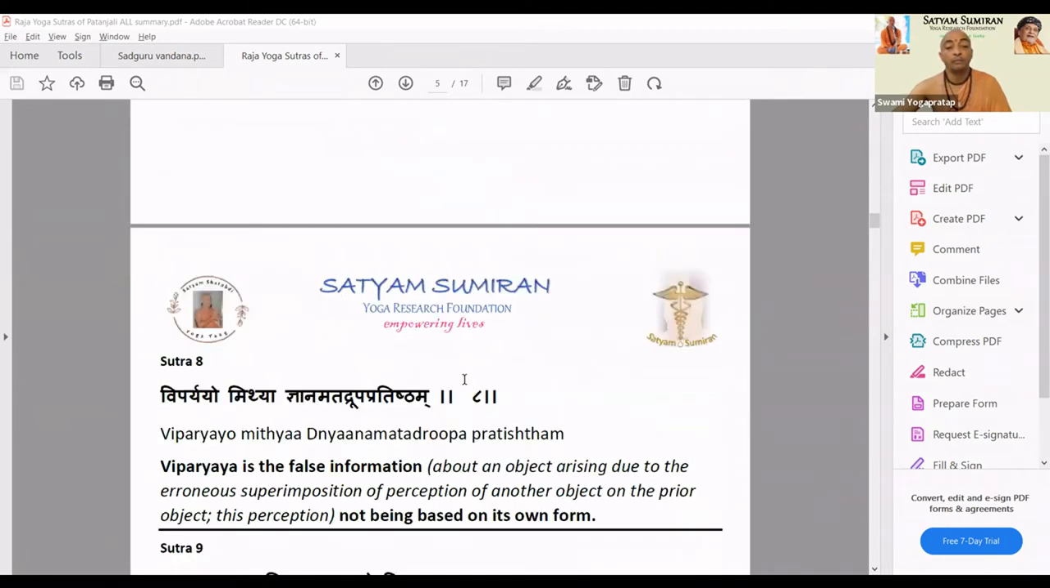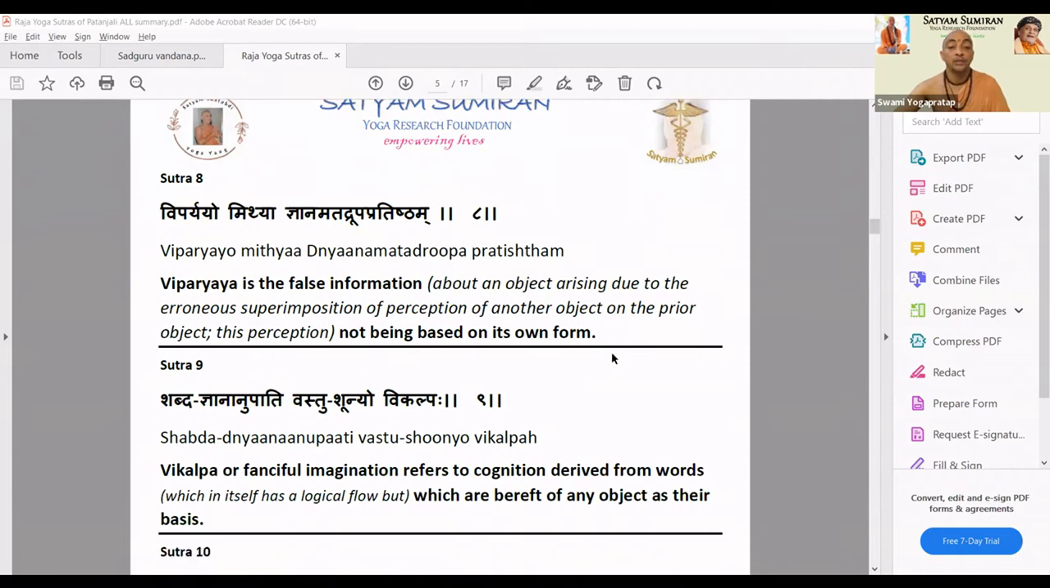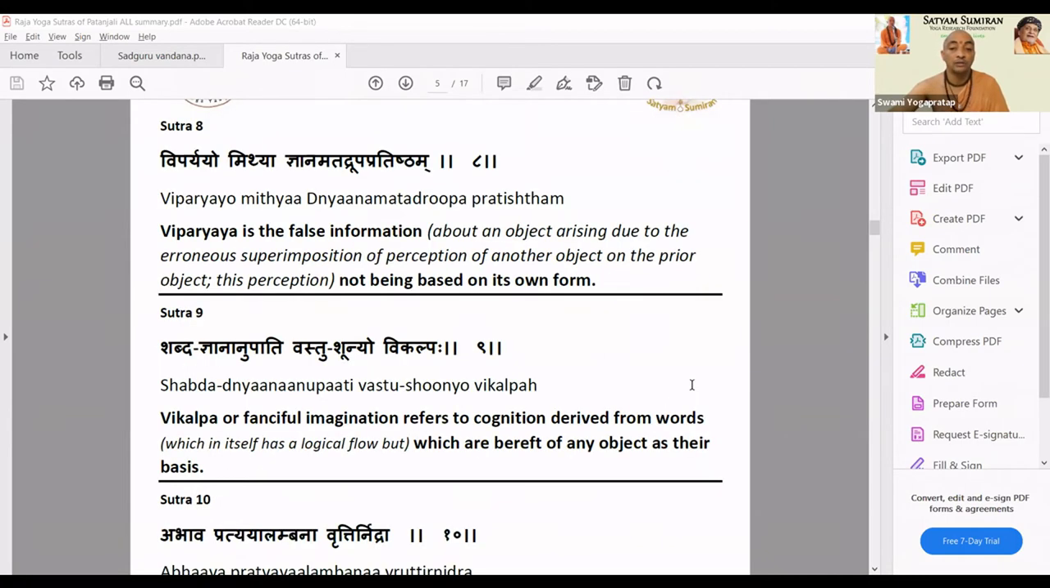So then what is viparyaya? Viparyayo mithya jnanam atad rupa pratishtham. Viparyaya is the false information about an object arising due to the erroneous superimposition of a perception of another object on the prior object. This perception is not based on the true form of this prior object. Next, vikalpa. Shabda jnana anupati vastu shunyaha. Here, the quality is different. It is a fanciful imagination about something where the words make sense, but the sentences don't. Like the Gulliver travels, Lilliputs and giants. So they make sense, but they don't have a basis in reality. What we consider as reality, obviously.